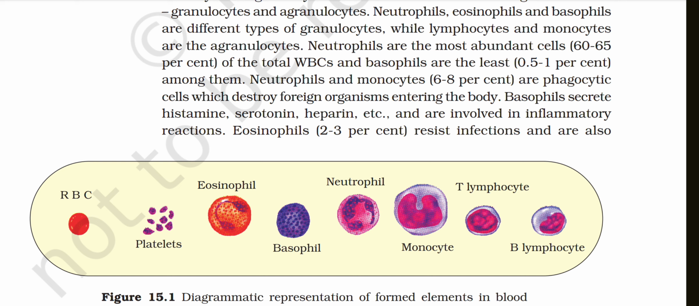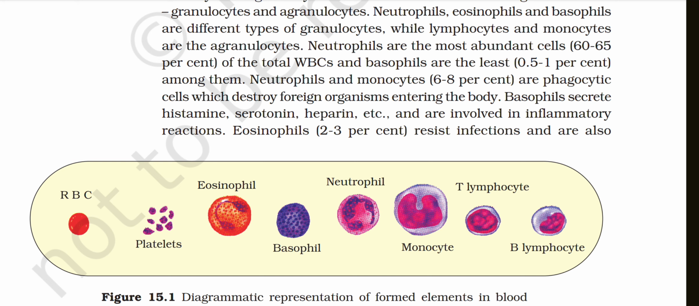Neutrophils and monocytes, monocytes being 6 to 8%, are phagocytic. Both neutrophils and monocytes are phagocytic cells which destroy foreign organisms entering the body. Basophils secrete histamine, serotonin, heparin, etc., and are involved in the inflammatory reactions, or mainly we can say that it is required in the allergic reactions. This is secreted during the allergic reactions.